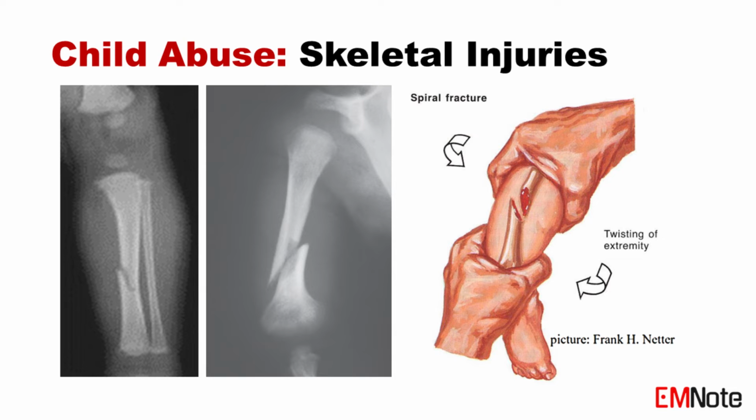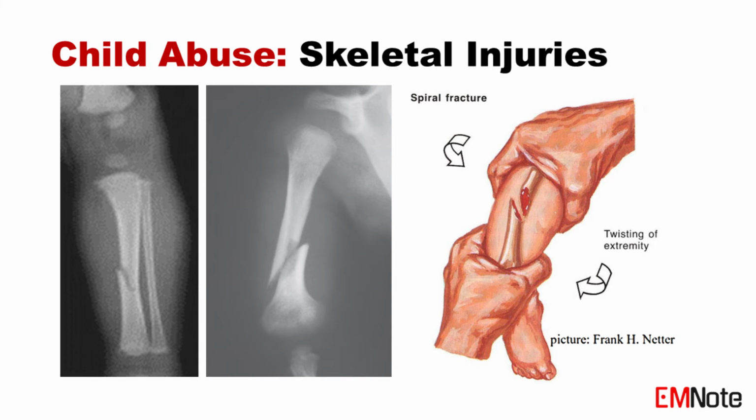Skeletal injuries suggestive of child abuse include long bone spiral fractures, corner fractures, and posterior rib fractures. Long bone spiral fractures are uncommon in accidental falls. Spiral fractures are more suggestive of twisting forces, potentially caused by abuse in children.